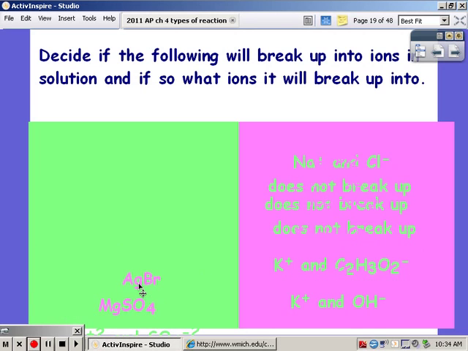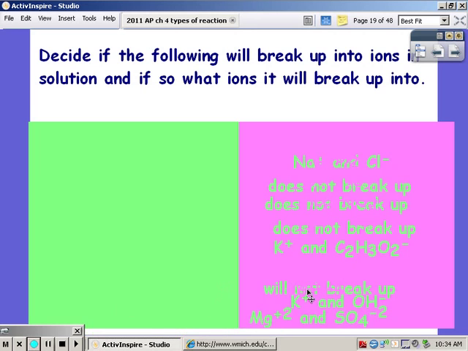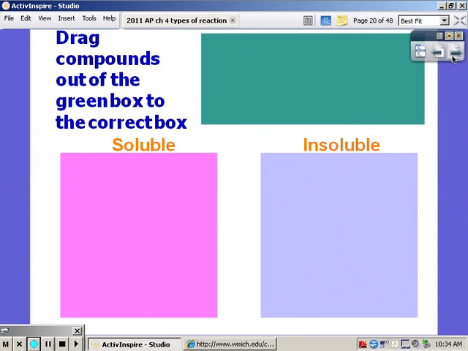Silver bromide is a salt, but it does not break up because all bromides break up unless it's silver, lead, or mercury. And magnesium sulfate is a salt, and it breaks up because all sulfates are soluble except silver, lead, mercury, calcium, strontium, barium. Go ahead and do the following on your own. Restart the video when you're done. We'll go over these in class.